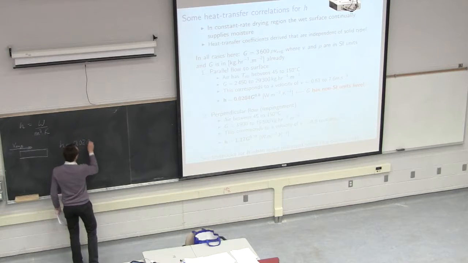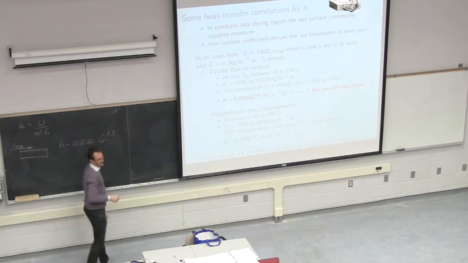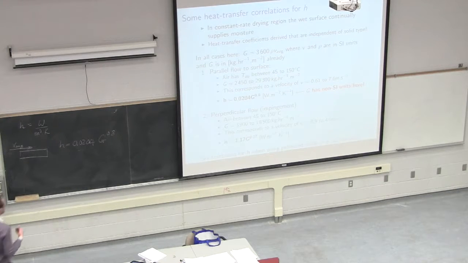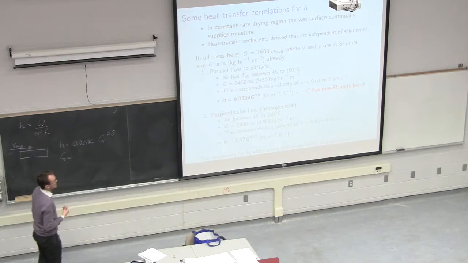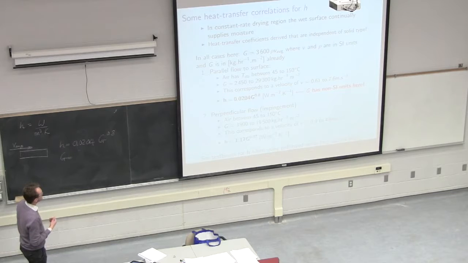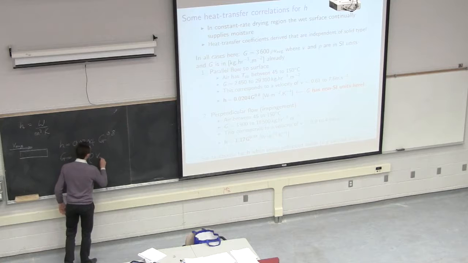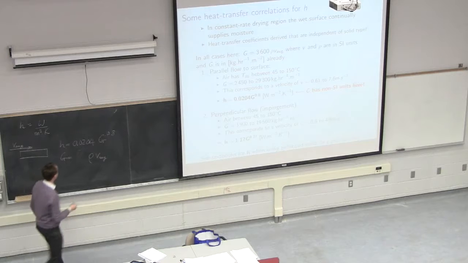0.0204 times G to the 0.8. Now, whenever you've got correlations, that's immediately a warning sign that things are not going to be quite as simple as using SI units. Correlations, for some reason, always like to use awkward units. Here, in this case, the correlation calls for G to have units of kilograms per hour per meter squared. Well, let's step back and look at what G is. G is equal to rho times the average velocity. Rho is the density of the air, so kilograms per meter cubed.